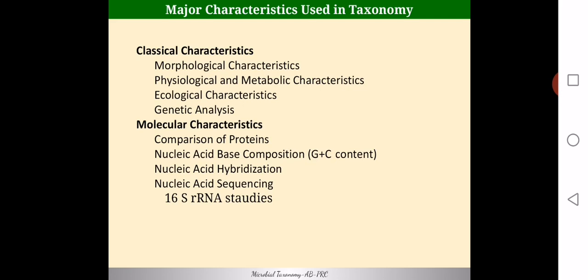Under classical features, we have morphological, physiological and metabolic, ecological characteristics and genetic data. And under molecular features, we have a comparison of proteins, then nucleic acid base composition like G plus C content, then nucleic acid hybridization studies, then nucleic acid sequencing, especially the 16S rRNA sequencing studies. So these are the different criteria used for the classification of organisms.